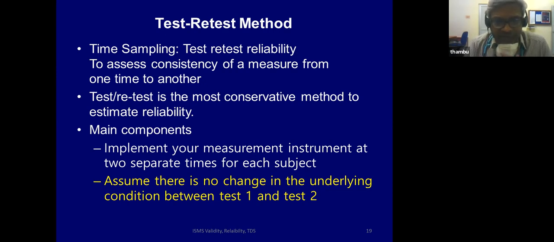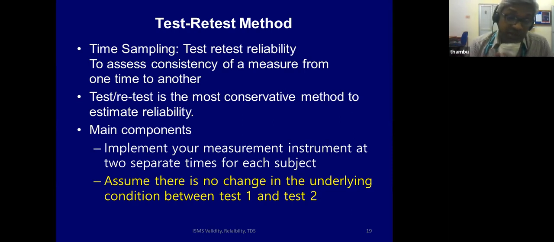So test-retest is the most conservative method of testing reliability. There are 2 important components to that. One is you must implement your measurement instrument at 2 separate times for each subject. So I can check your blood pressure now and maybe your blood pressure after class. Maybe you got so angry with my class that your blood pressure went up.